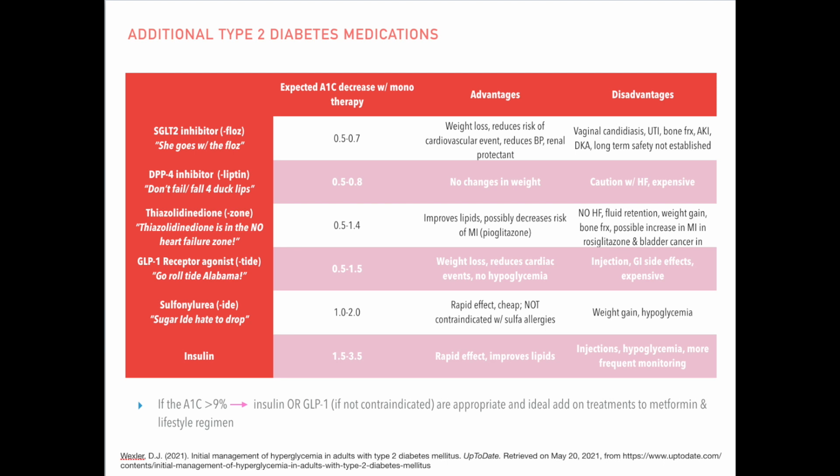So I listed for you here the additional type 2 diabetic medications. So you have your SGLT2 inhibitors, and those all end in flozin. And then your DPP-4 inhibitors, and those all end in gliptin. Your thiazolidinediones, which end in zone. Your GLP-1 receptor agonists, which end in tide. Your sulfonylureas, which end in ide, and then insulin.